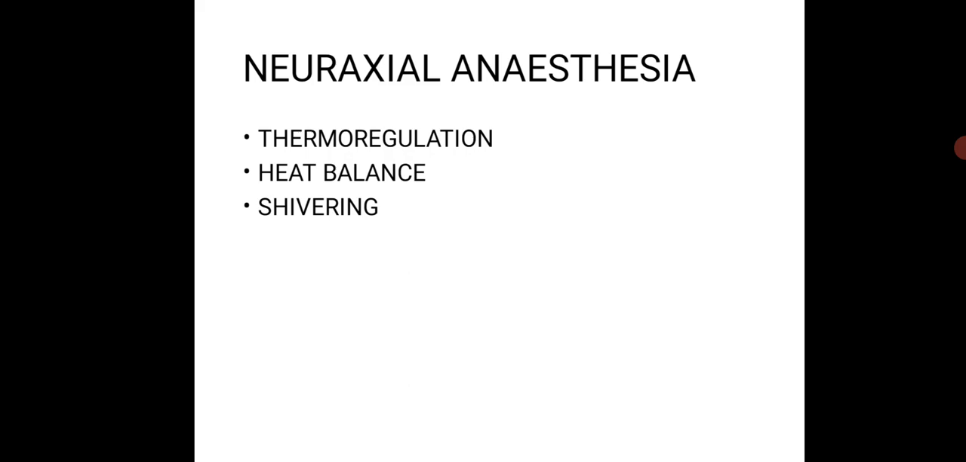Thermoregulation. Epidural anesthesia and spinal anesthesia decrease the thresholds triggering vasoconstriction and shivering. There are two thresholds, the trigger for vasoconstriction and the trigger for shivering. Both are decreased during epidural and spinal anesthesia. The vasoconstriction and shivering thresholds are commonly decreased during regional anesthesia.